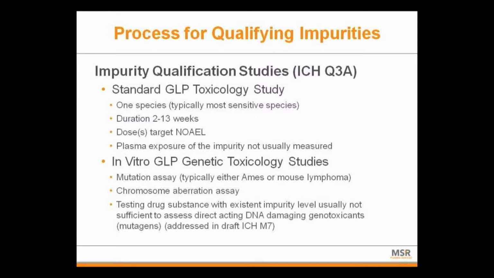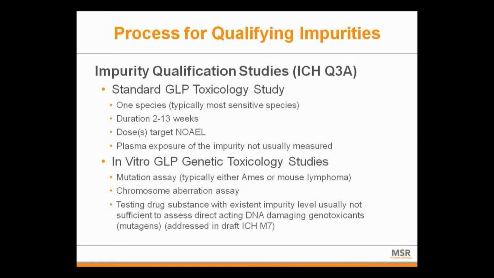So be creative and science-based, but the studies that you have to conduct, they're outlined in the ICH guidance, and you've probably all read these, but it's one species, usually the most sensitive. Obviously, the most sensitive species has to be tested with that impurity to have it qualified. Usually, a duration of 2 to 13 weeks. Very important to have a no adverse effect level. If you do doses of the impurity and you do see toxicity at all doses, you would have to do it again. You get a no adverse effect level to assess the safety margin of that particular impurity.